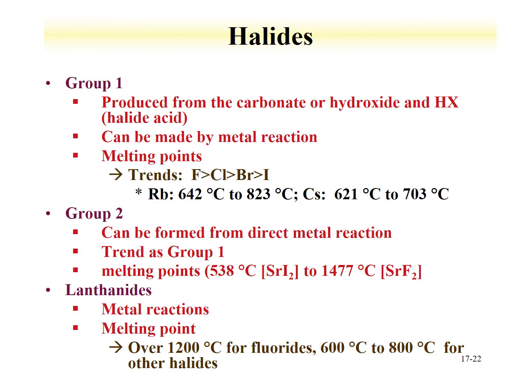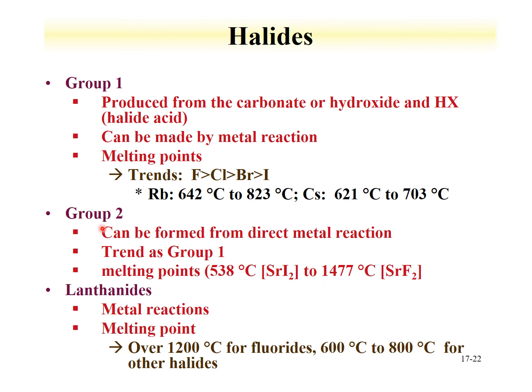Other trends for halides: group 1 elements produced from carbonate or hydroxide with an acid. They can also be made by metal reactions, and the melting point trends for the group 1 elements are listed here. So for fluorides greater than chlorides, bromides, and then the iodides for the melting points.